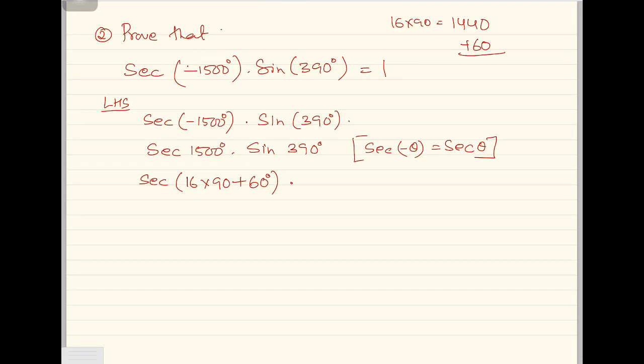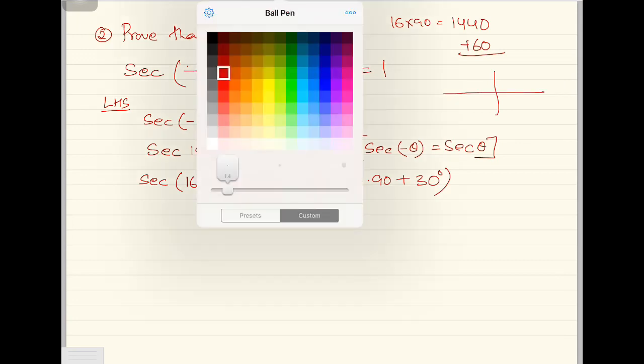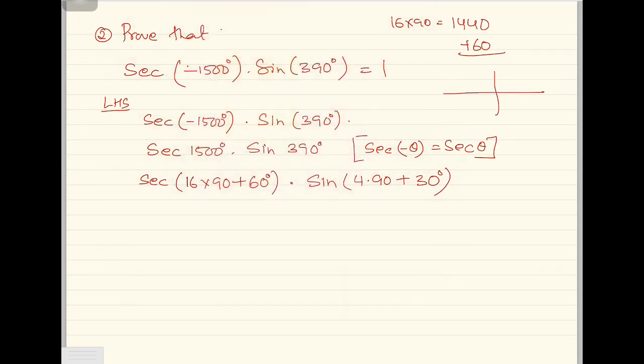Same thing here. Sine is quite easy. That would be 4 into 90, that's 360, plus 30 extra. Correct? So now let's apply the quadrant rule. Let me make a small quadrant here and do it in different colors. I'll use green for sec 16. 16 means everything reaches here. One round is 4, another round is 8, and 16 will ultimately come here. Plus 60 means the fourth quadrant, isn't it?